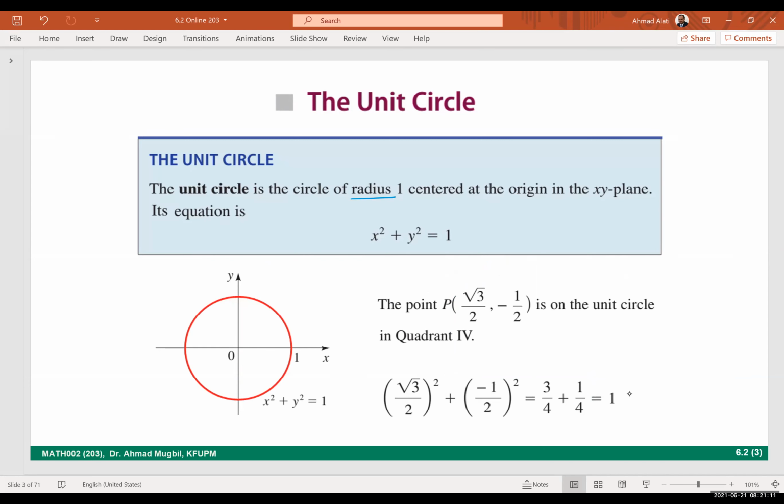Now, why is this one special, Shabab? Why will we take it? Look at this point: square root of 3 over 2 and negative a half. Or even a half, if you want, without negative, it is the same. This point is on the unit circle, in the fourth quadrant. How can you know whether it is on the unit circle or not? Just put x equals square root of 3 over 2 and y equals negative half, square both terms, add them, and you will get 1. So it satisfies the equation of the circle, so it is on the circle.